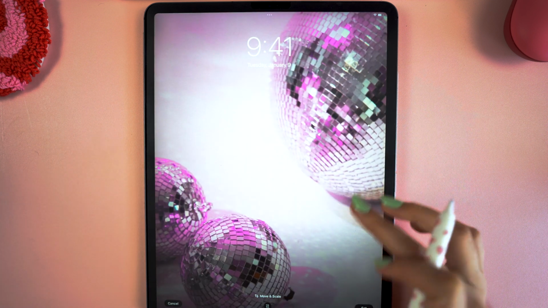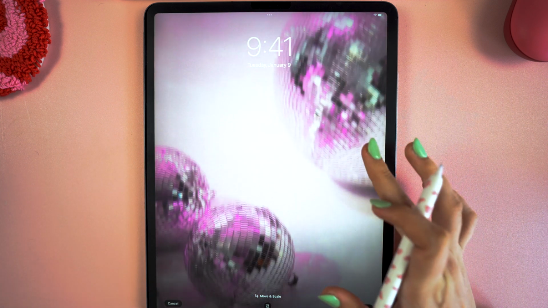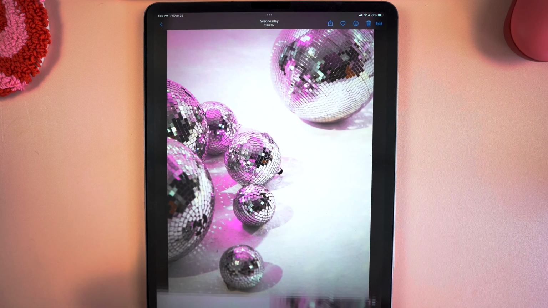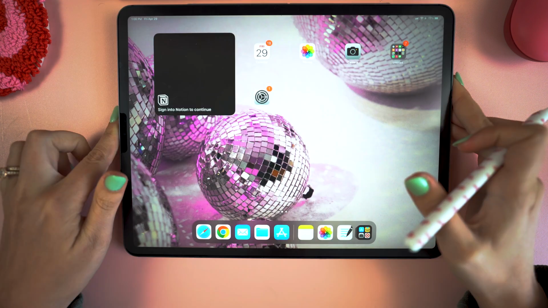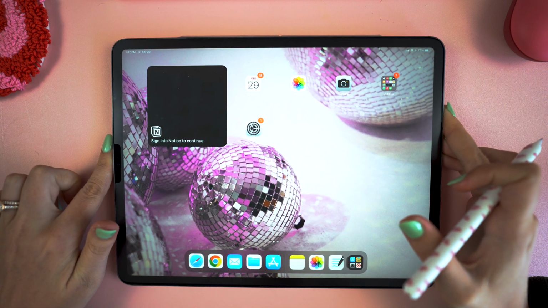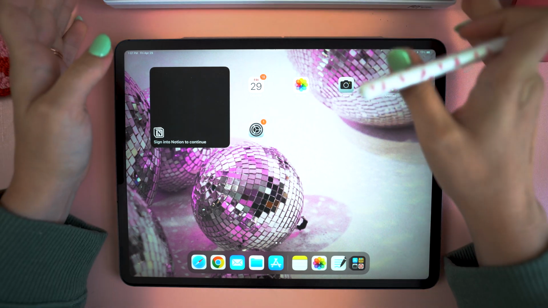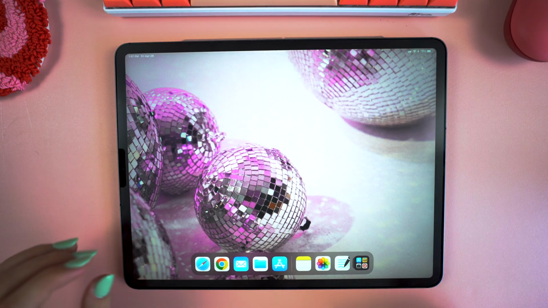You can kind of pinch it out, and you can either do more of a focus with the big disco ball or little ones. I kind of like it right here. So I'm going to set this as both of my screens, and boom. So now when I turn this back around, you guys can see a little bit better kind of what I'm talking about. The new wallpapers.